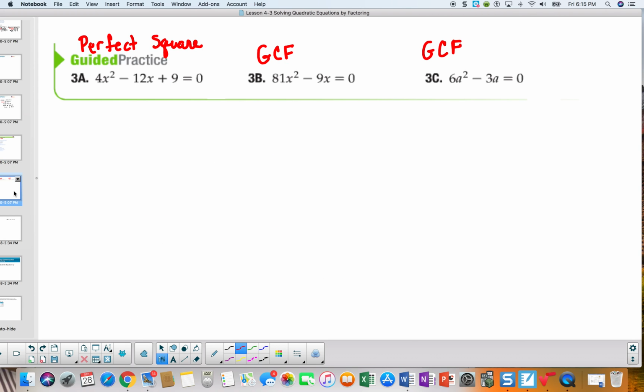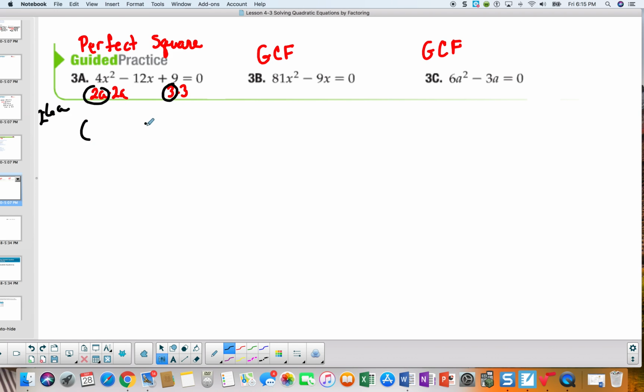All right, let's do 3 problems. The first one I can tell is a perfect square problem. How can I tell? Well, this is 2a times 2a, and this is 3 times 3. And if I were to take one factor from each, that's going to be 6a, and this happens to be double that, so I know it's going to be a perfect square.